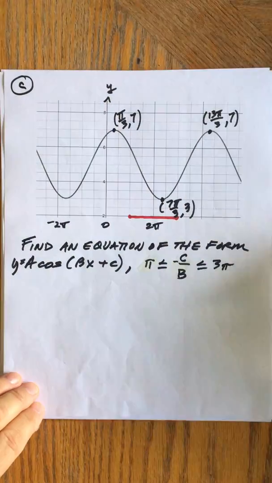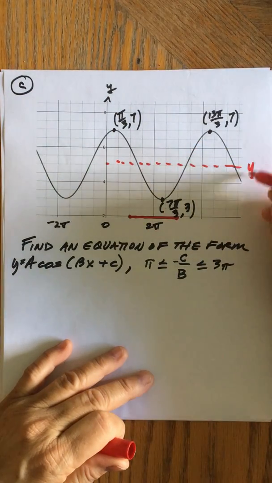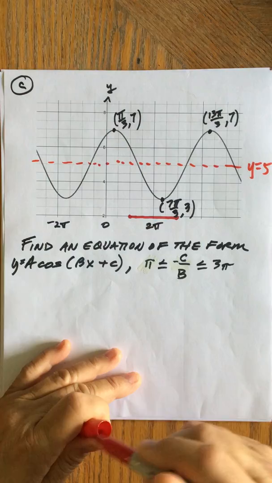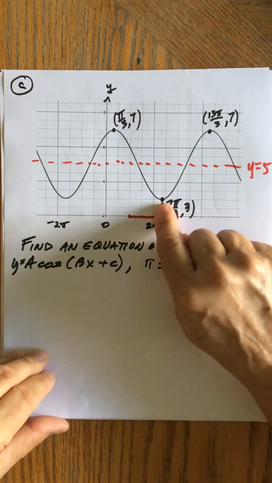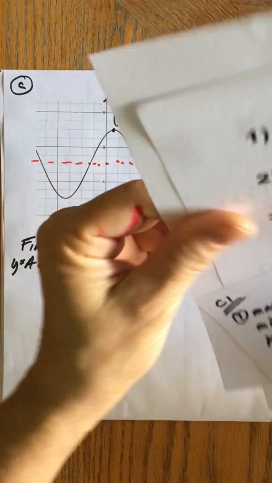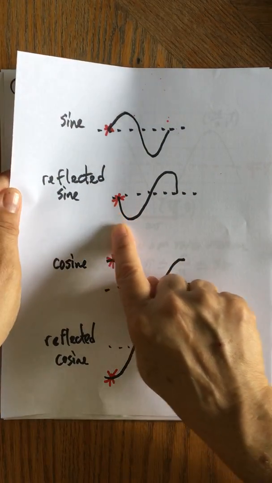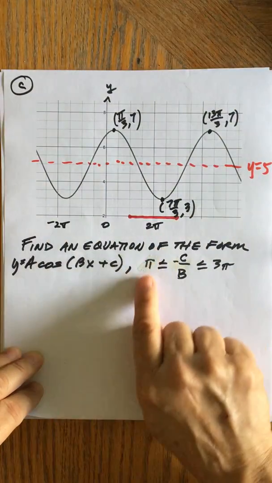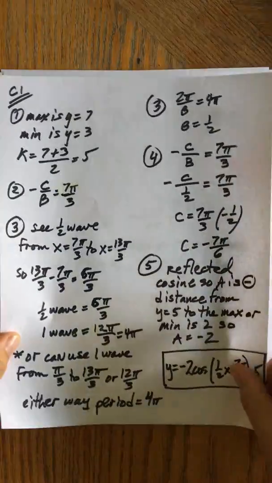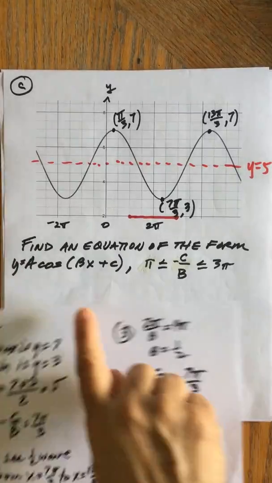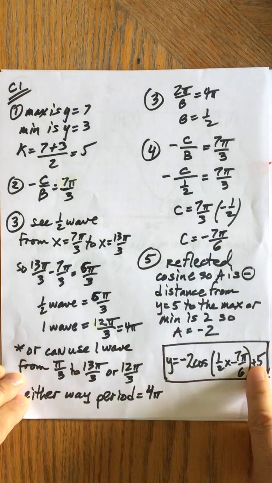And then you've got to determine, is A positive 2 or negative 2? So we already know, of course, this is the same graph, right? This is my axis, y equals 5, and so there's a distance of 2 from the axis to the max or the axis to a min. But because your sine wave is reflected, in this case, we have a reflected sine wave right there. It starts here at the axis, but then goes down and comes up. So that is a reflected sine wave. So A is going to be negative. So in our case, we're going to get negative 2 and then cosine and then fill in the negative 7 pi over 6 that you found for C and the 5 for the axis.